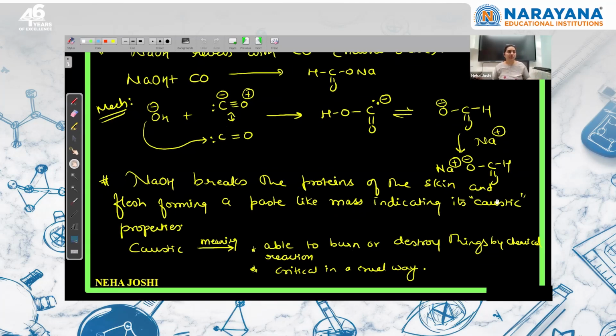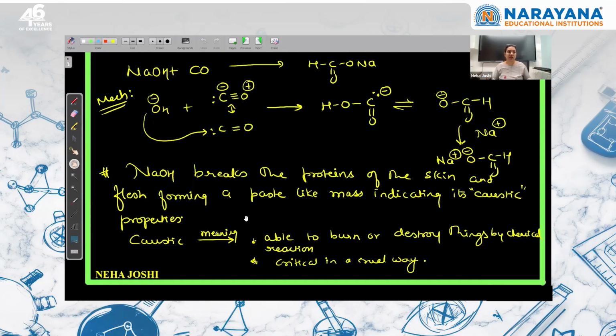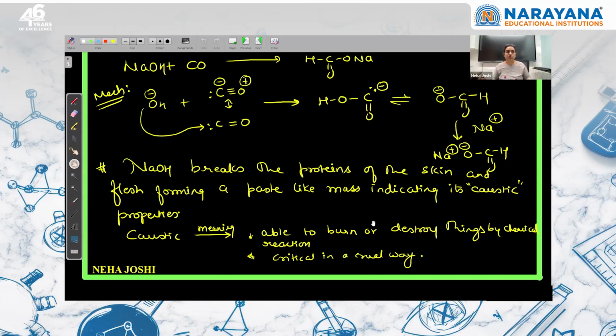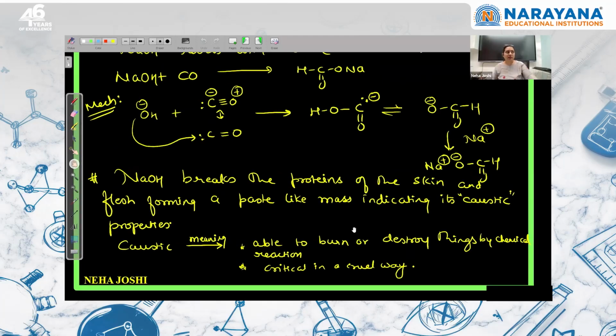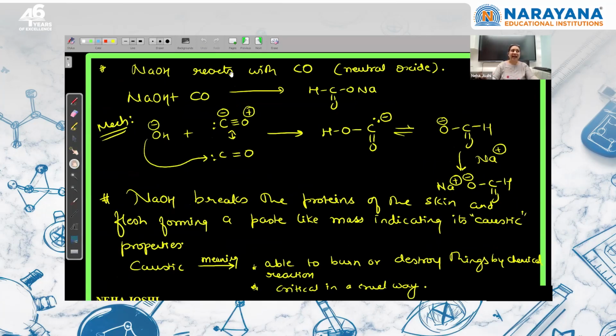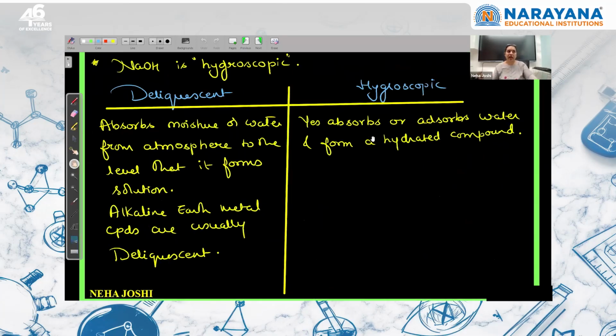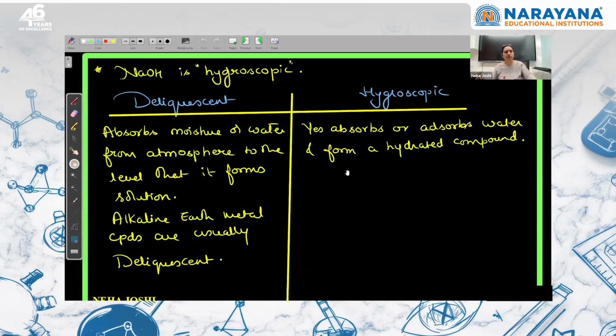So that is why it is termed caustic properties. Caustic का meaning ही होता है able to burn or to destroy things by chemical reaction. Okay, it is very critical in a cruel way, in a bad way, it works on your body. NaOH is hygroscopic, that it absorbs water and forms hydrated compound.